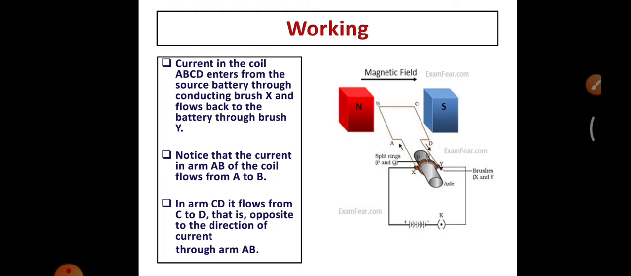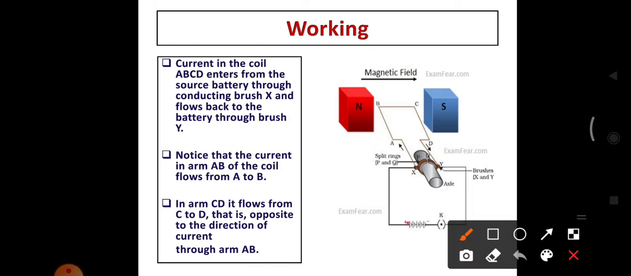Notice that the current in arm AB of the coil flows from A to B. So this is the direction of the current. In arm AB, the current flows from A to B. In arm CD, it flows from C to D. So this is the direction of the current, that is opposite to the direction of the current through arm AB.